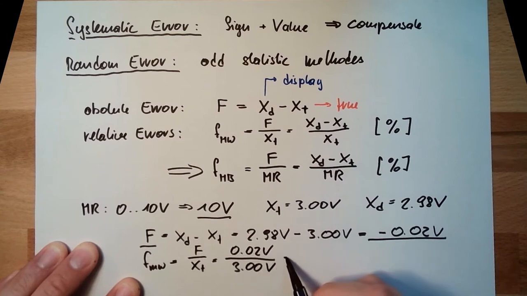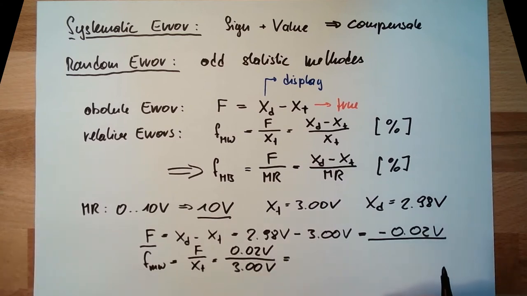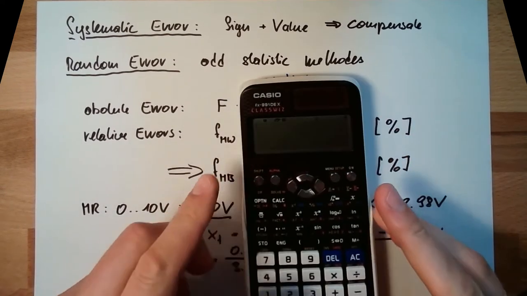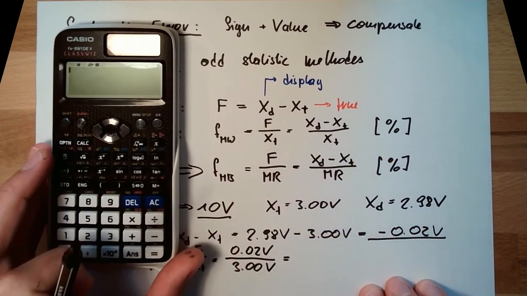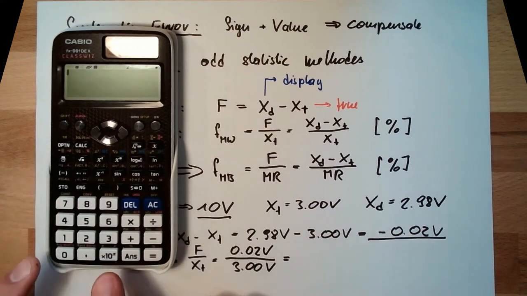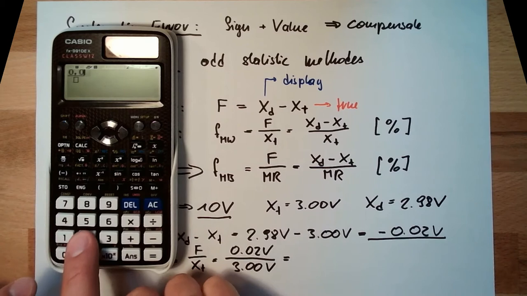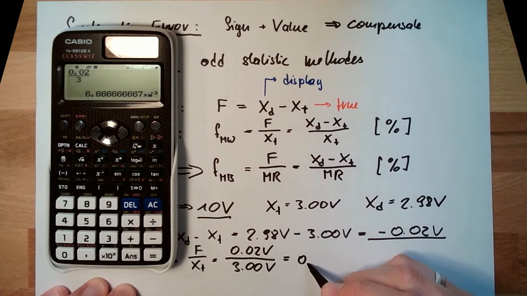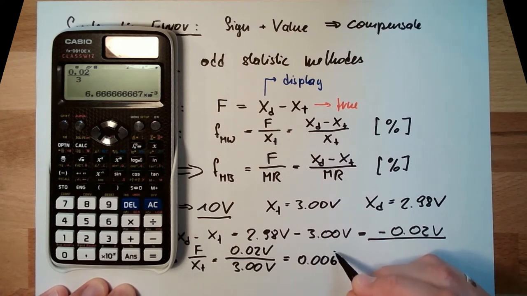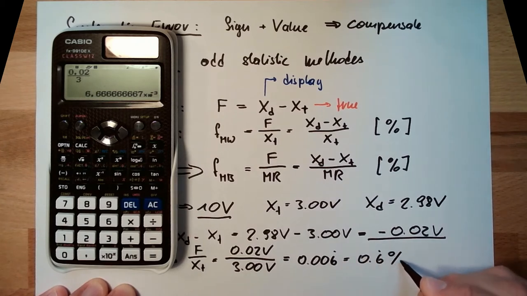3.00 volt. Now I'm gonna take out my calculator, because honestly, I don't want to calculate this off the top of my head. Can you read it? Looks pretty nice. So 0.02 divided by 3, and this is 0.006 periodic. This means 0.6 periodic percent.